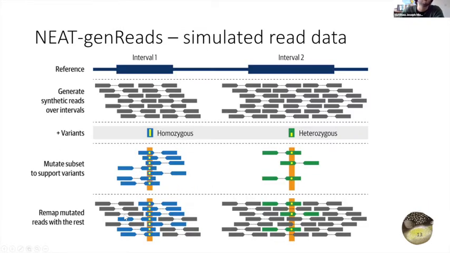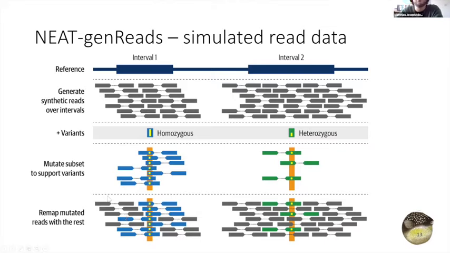So in a little more detail, this is what it will look like with NetGenReads. You start with synthetic data that's based on the reference genome, to which you are going to add homozygous and heterozygous variants based on those 1,000 genomes data.